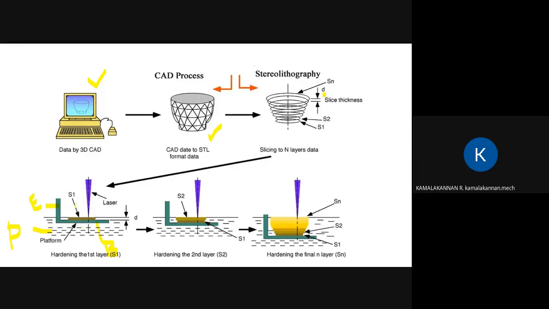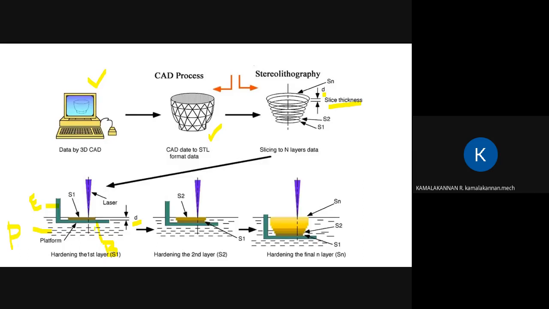The immersion of the bed or platform depends upon the thickness of the slice. Here it is mentioned as D. So once it has been immersed, depending upon the slice thickness, using UV light with the help of a mirror, depending upon the shape, the UV light will be passed over the surface of the liquid. So that surface will be cured.